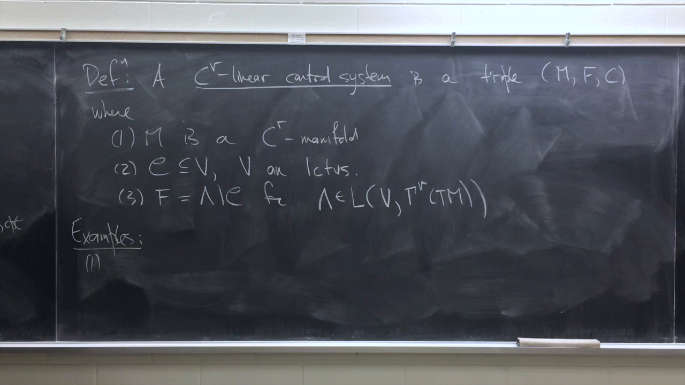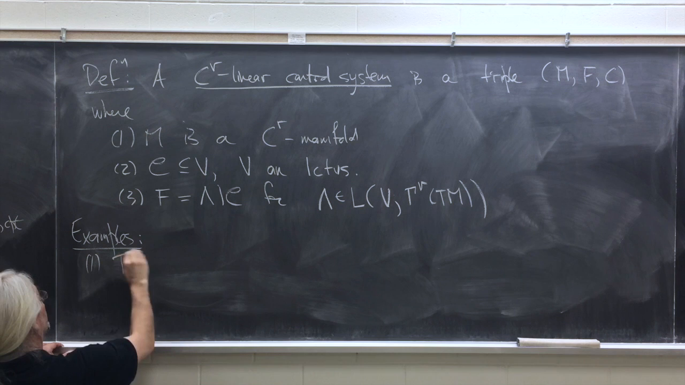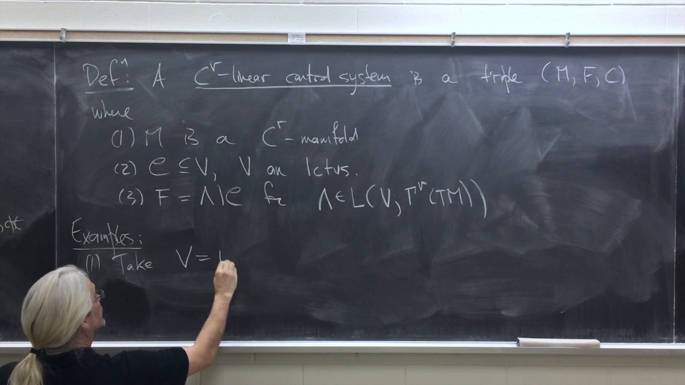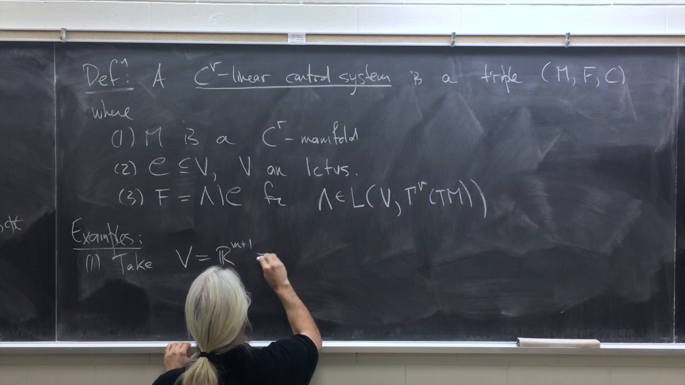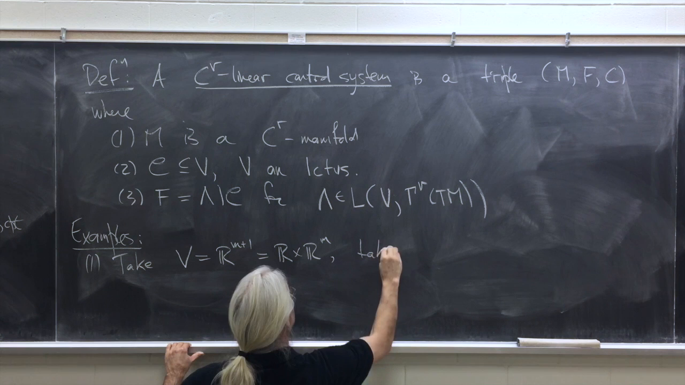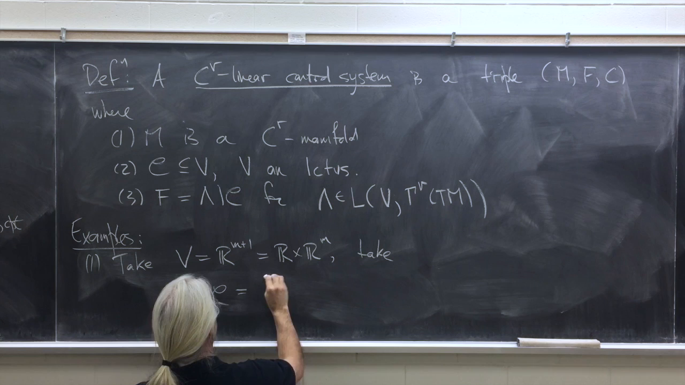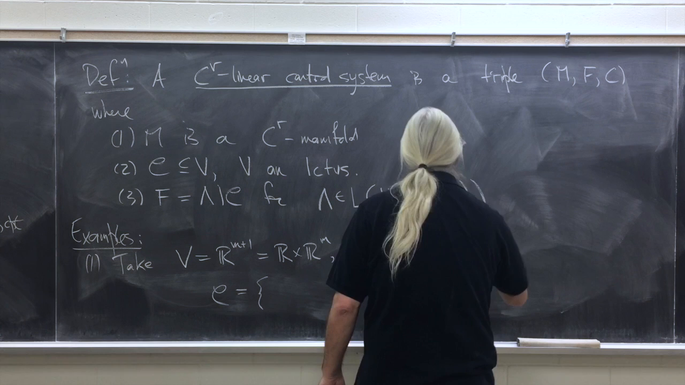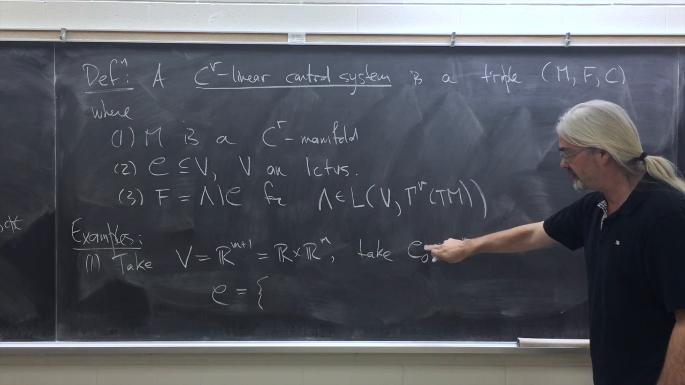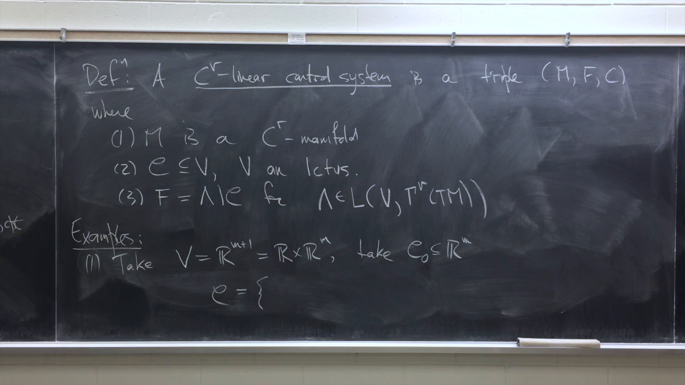Okay, so first of all, we're going to take V here, our locally convex space, to be R^(m+1). I'm going to show you that a control affine system is a control linear system in the sense that I'm talking about. C0 is going to be a subset of R^m. When I get this all wrapped up, it'll all make sense. C0 is going to be the control set for my affine system. It'll all come out in the wash.